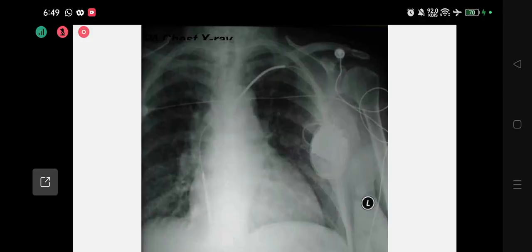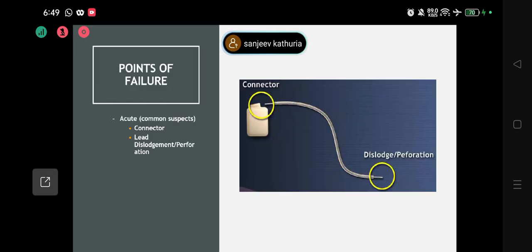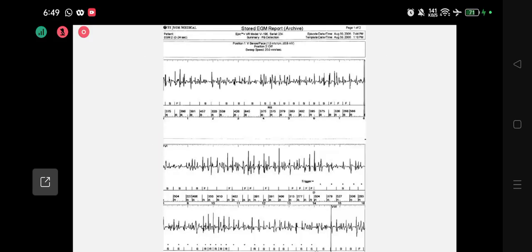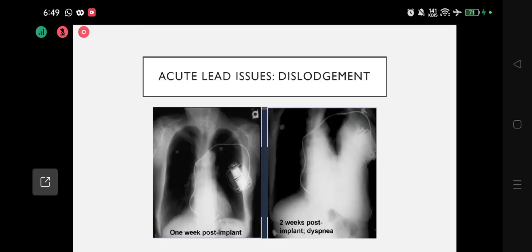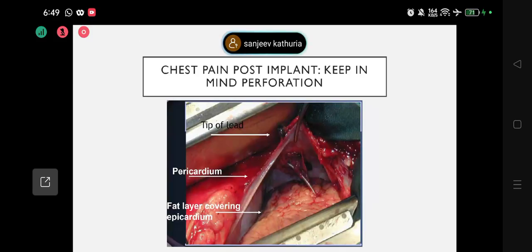So I have given this example because of two important things. Think about both ends. The lead has dislodged, there is perforation, or the connector was not connected properly. So, dislodgement. The other thing can be that the tip of the lead is perforated, so it is now in the pericardium. So every contraction which is occurring, it is perceiving. In that case, he'll have chest pain, but this is the most common thing which can occur and give rise to failure of ICD.